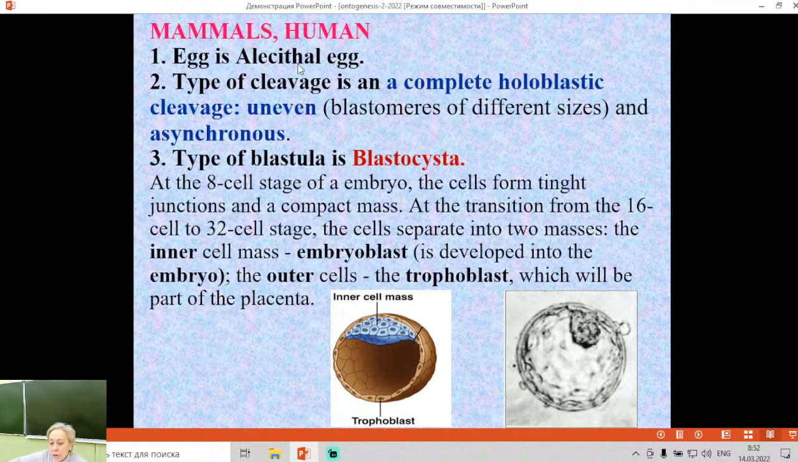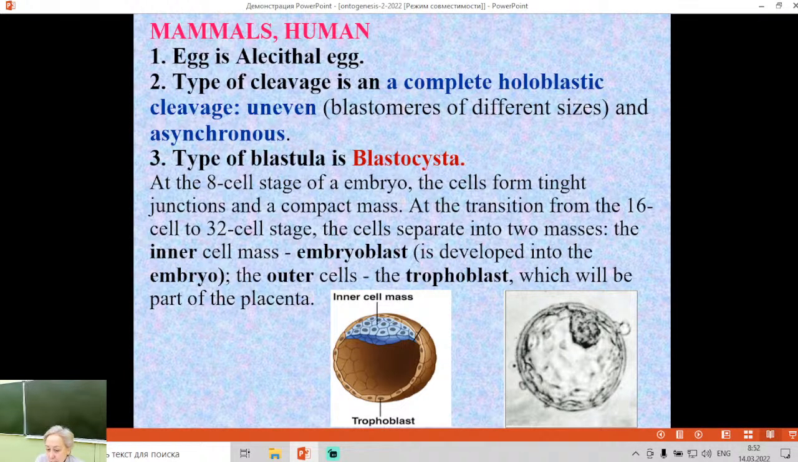Mammals and human. The egg is an alecithal egg. The type of cleavage is complete holoblastic cleavage, but uneven, with blastomeres of different size, and asynchronous. The type of blastula is blastocyst.